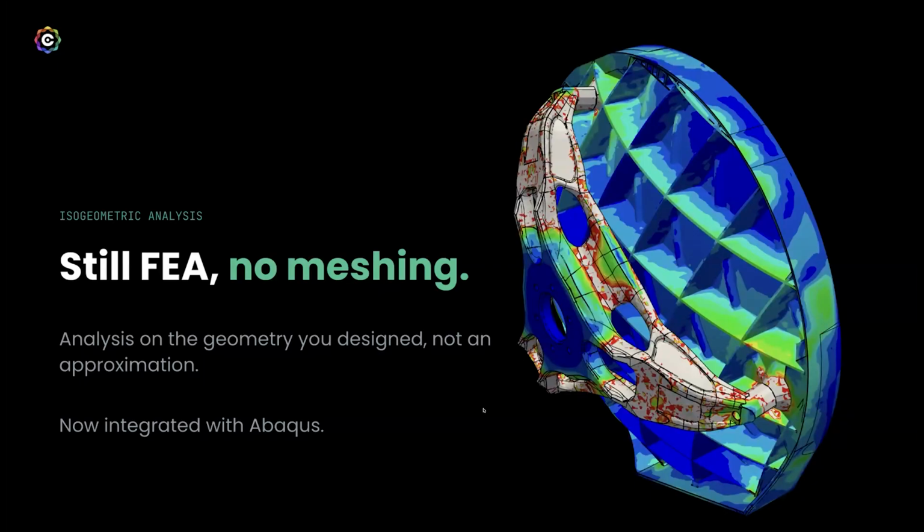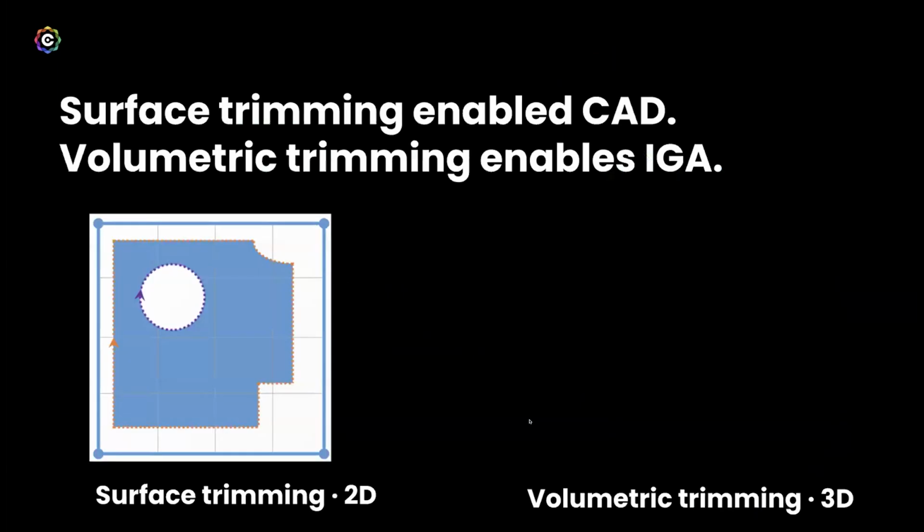So as Matt said, Coreform IGA for Abaqus is a product we just released this week, and that's why you're all here. It integrates our Coreform IGA technology into both Abaqus CAE and the Abaqus Standard solver that you're familiar with. And that allows us to then perform this analysis directly on CAD. And really, the novel technology behind it is what we call volumetric trimming.